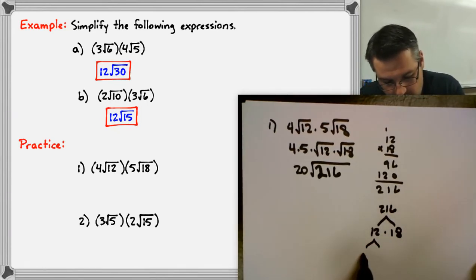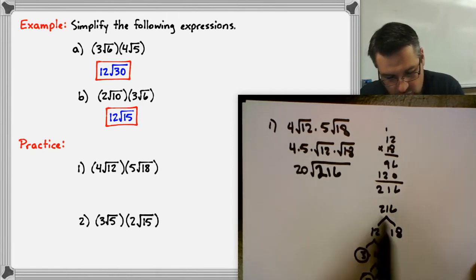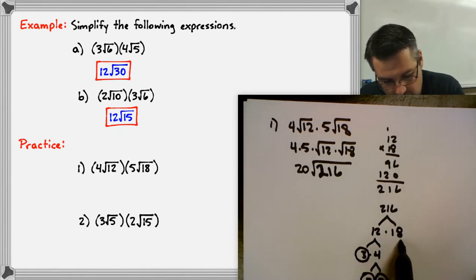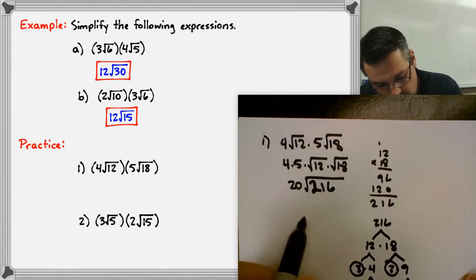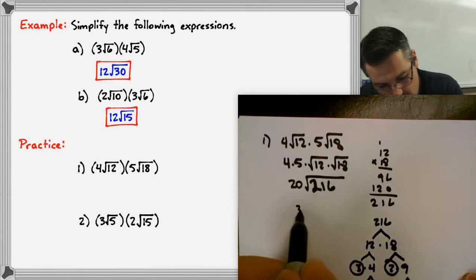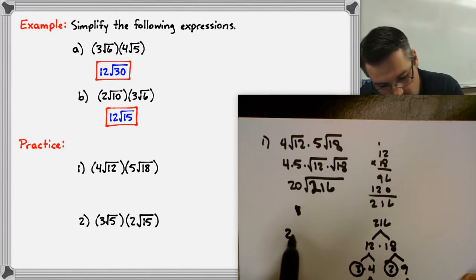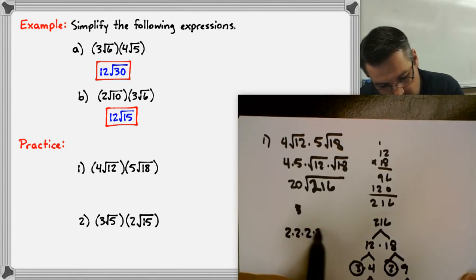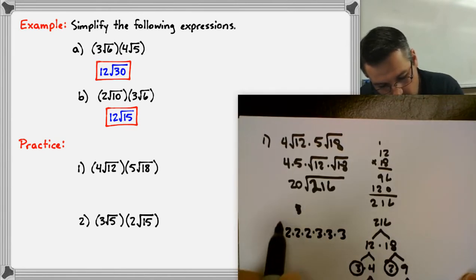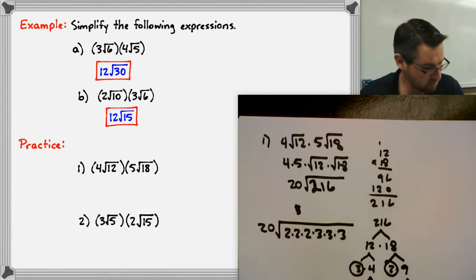12 factors to 3 times 4, and 3 is prime. 4 factors to 2 times 2, and both of those are prime, so I'm going to circle those. Those are like the fruit at the end of the branch of the tree. And then 18 factors to, well, that's 2 times 9, let's say. 2 is prime. And then 9 factors to 3 times 3, and both 3 and 3 are prime. So our prime factors here are 3 2s and 3 3s. And so that's all inside the radical, and the 20 is still outside there.